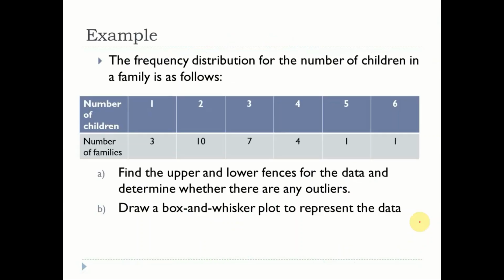The frequency distribution below shows the number of children in a family. So data ni maksudnya berapa banyak family yang nombor children dia 1 ada 3, berapa banyak family nombor children dia 2 ada 10, and so on. Find the upper and lower fences for the data and determine whether there are any outliers, and then draw a box and whisker plot to represent data.